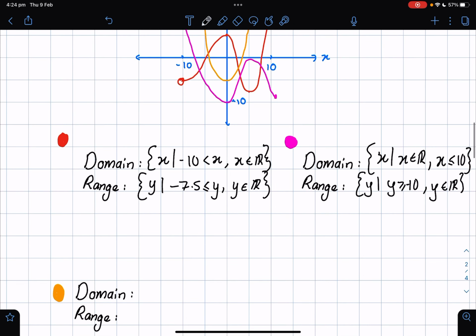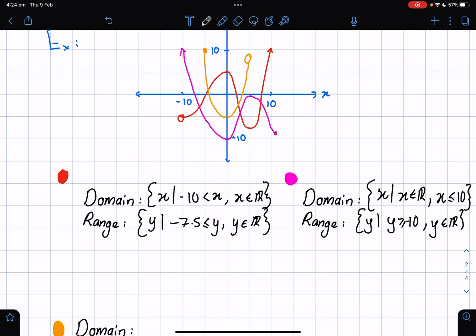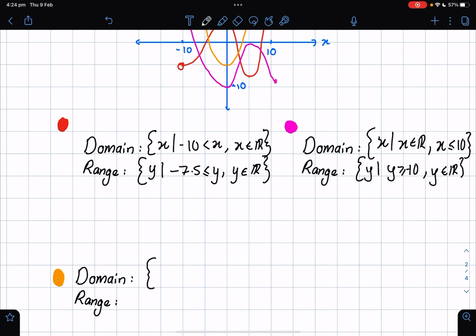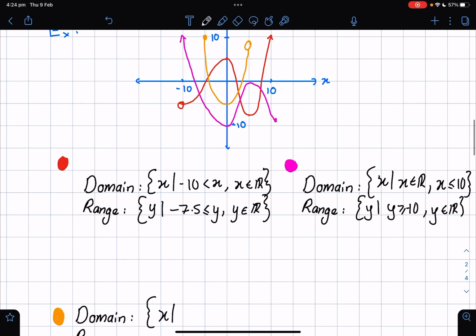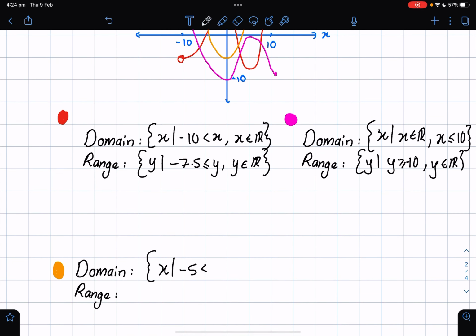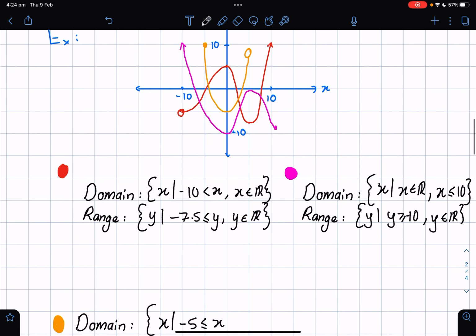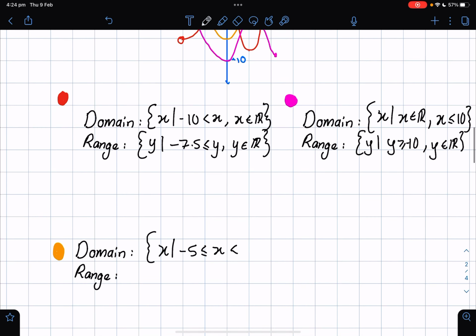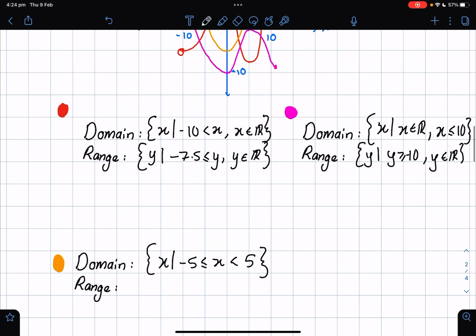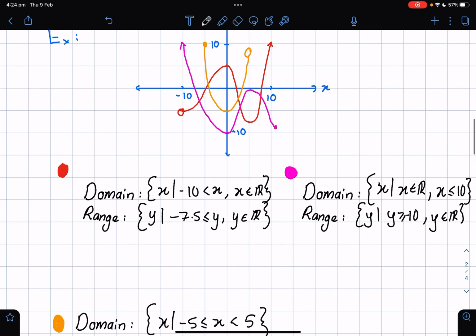And then finally our orange one. So the leftmost point for x that our function takes is -5. So -5 is inclusive, which means -5 is less than or equal to x. And we have an exclusive point at +5. So we write just less than, not less than or equal to, 5. Okay, so there's the inclusive and exclusive part.